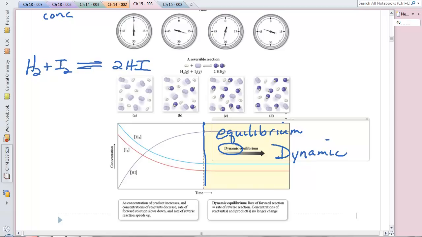The other definition is what? The rate of the forward reaction equals the rate of the reverse reaction. Because those two rates are equal, the concentrations are no longer changing. But again, you'll notice this word dynamic. This is a dynamic situation. Reactants are continuously going to products. Products are continuously coming back to reactants. They're just doing that at the same rate, so it appears that nothing's changing. So keep that in mind.